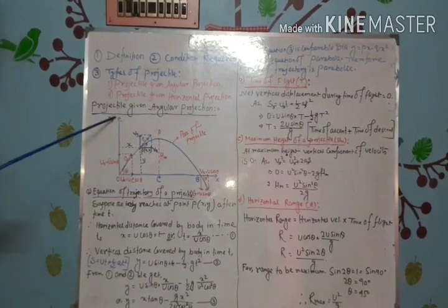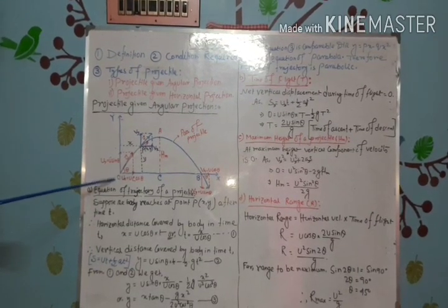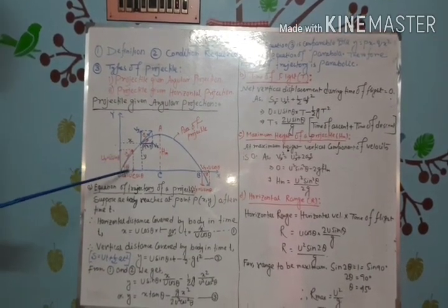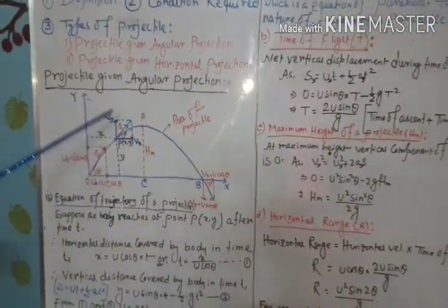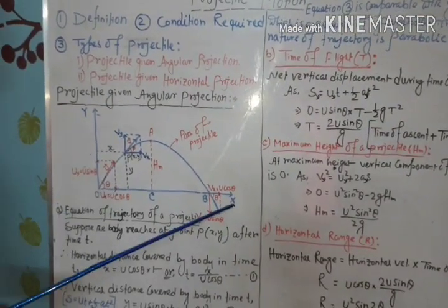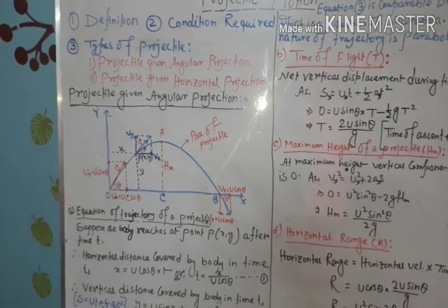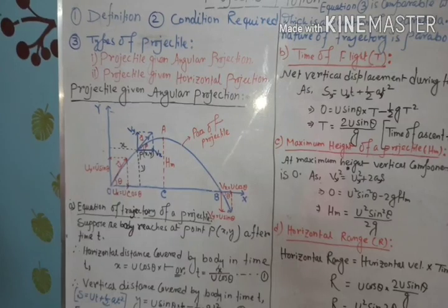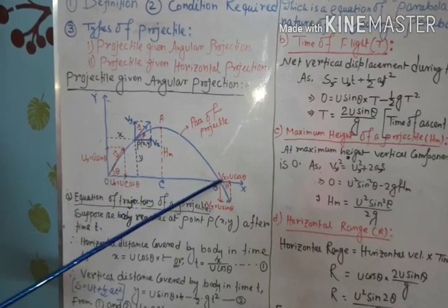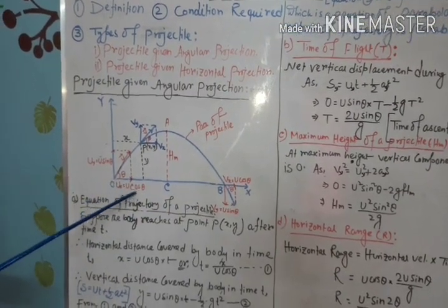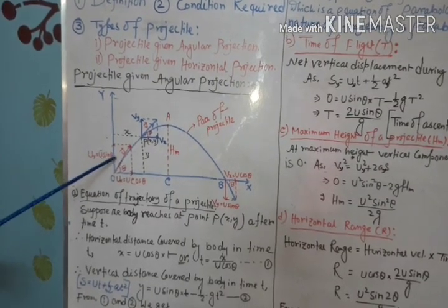In the xy plane, from the origin O, we throw an object with initial velocity u, making an angle theta with the horizontal direction. As we throw the object making an angle with the horizontal direction, this type of projectile is called angular projection. According to vector resolution, at the point of throwing, the horizontal component of the velocity is ux equals u cos theta, and the vertical component of the velocity is uy equals u sin theta.